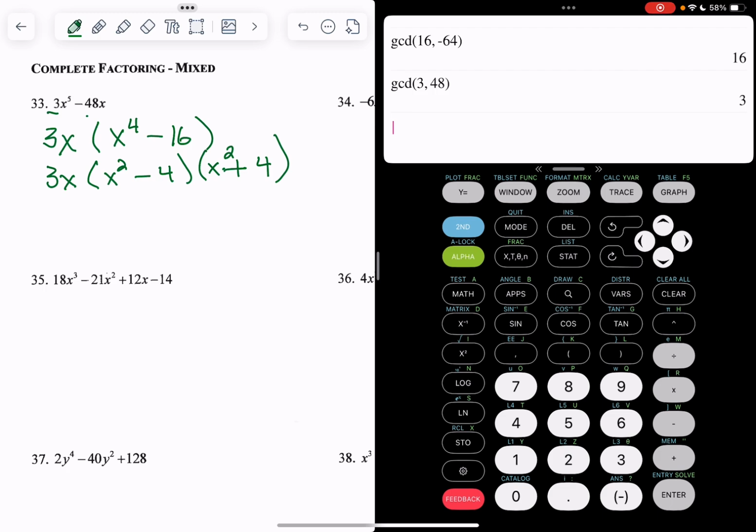Okay? So we can factor the x squared minus 4 again. That's the difference of 2 squares again. And x minus 2, x plus 2, and bring down the x squared plus 4. Okay, so when we get down here, we have the four different ones.